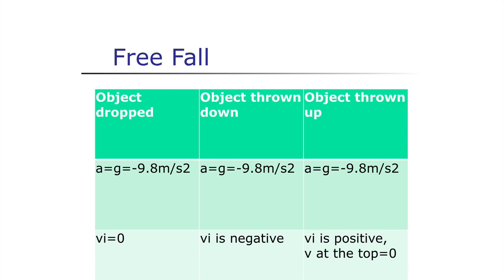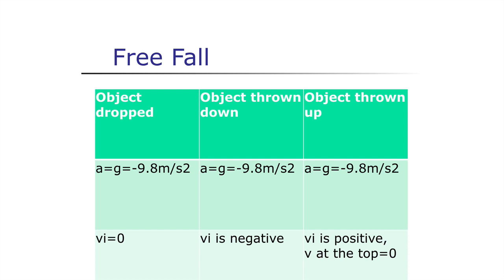There are varieties of free fall. One is an object dropped. If you drop an object, what happens? Its initial velocity is considered as 0. When you read the problem, if it states that the object is dropped, then its initial velocity is 0, whereas its acceleration remains negative 9.8 meters per second squared. What if an object is thrown down? Then you need to consider its initial velocity as negative, because its initial velocity is in the negative y direction, whereas acceleration is still negative 9.8 meters per second squared.